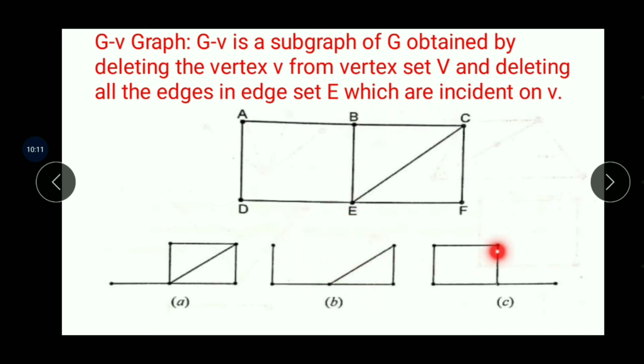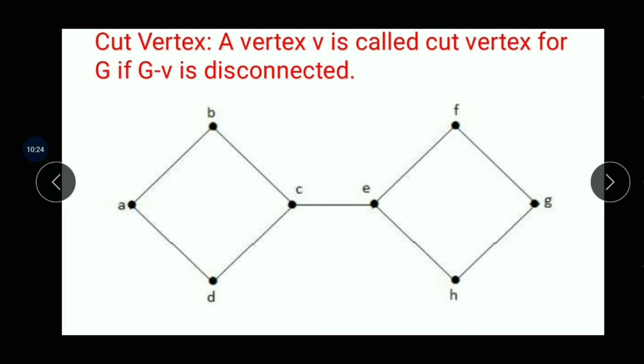If we remove the vertex C, this edge will be removed, this edge will be removed, and this edge will be removed. So we get this graph. This is the G minus V graph. Now what is a cut vertex? Vertex V is called a cut vertex for G if G minus V is disconnected. So if we remove a vertex and the corresponding edges are also removed, and the new graph so obtained is disconnected, then that vertex is called a cut vertex.